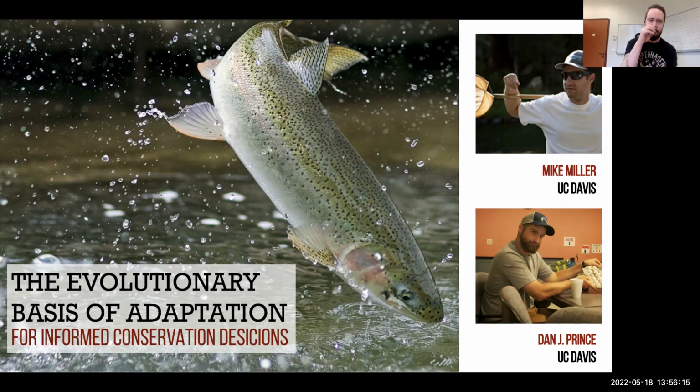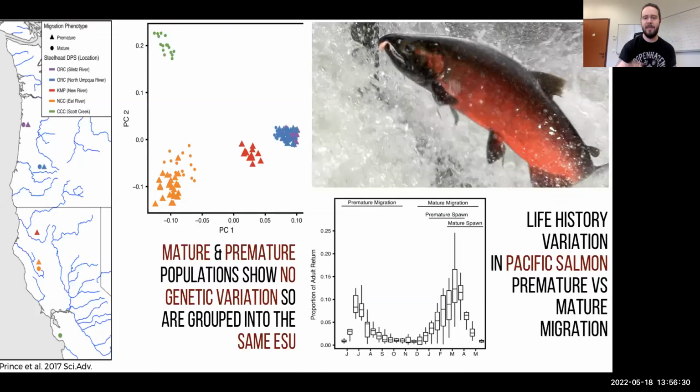And so this is a great topic to discuss this framework that we're talking about, and we're going to see how understanding the evolutionary basis of adaptation in salmon can actually inform our conservation decisions. So salmon, of course, are a very iconic fish. They spawn in the rivers, and then they migrate to the ocean, and they spend some time in the ocean, mature, and after they've matured, they migrate back to the rivers to spawn and to reproduce.